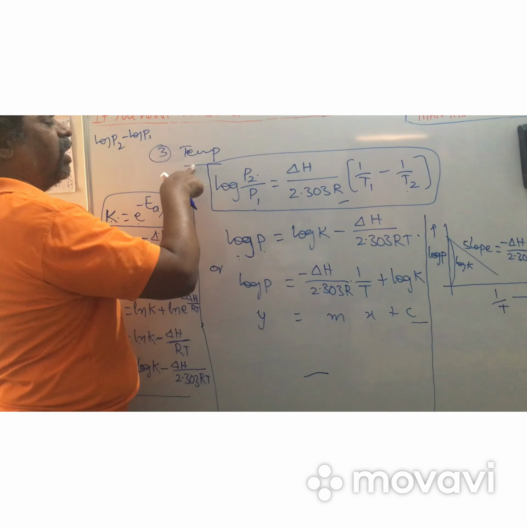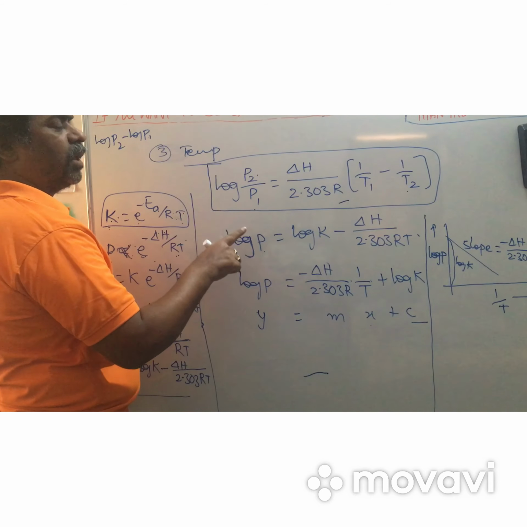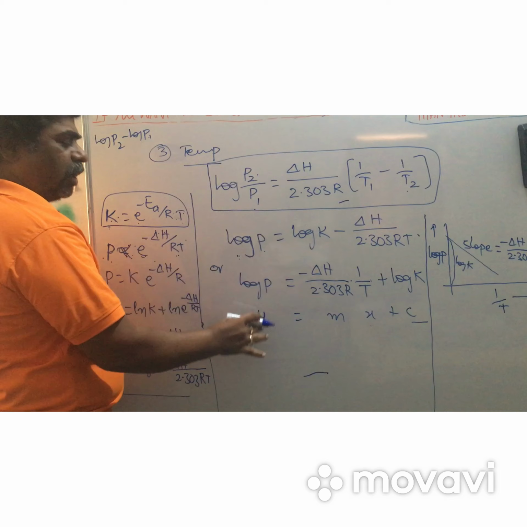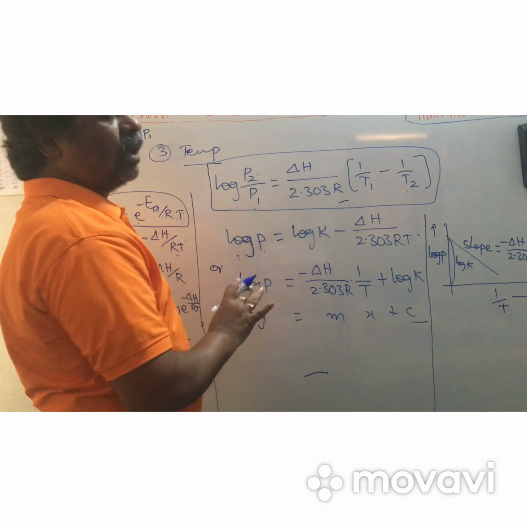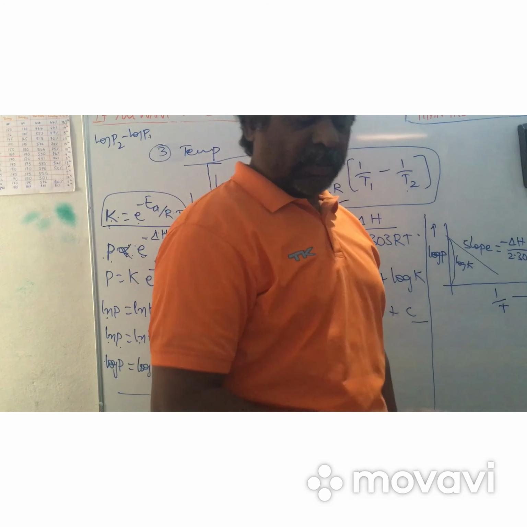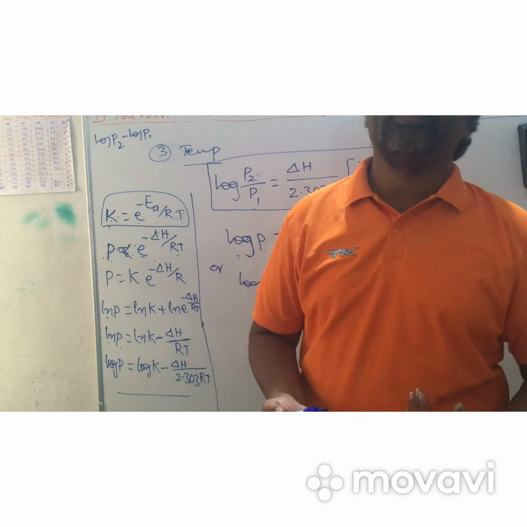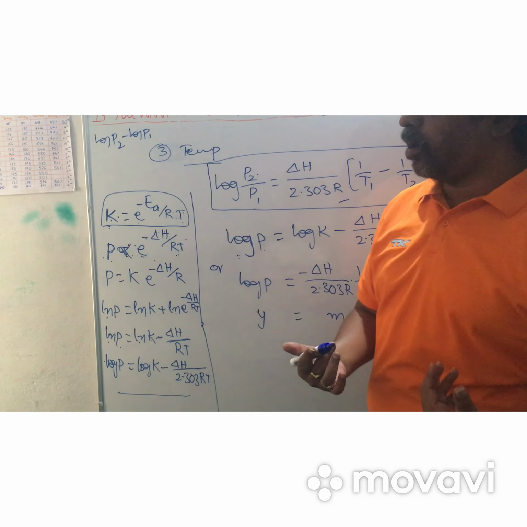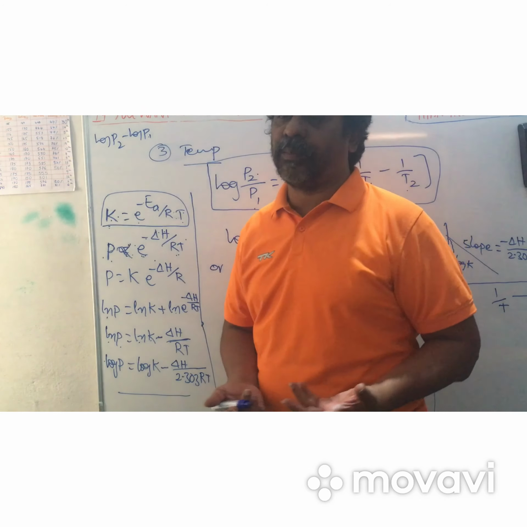But for the temperature effect, as temperature increases, vapor pressure increases exponentially. So logarithm conditions are applied. This is what the factors affecting vapor pressure are. Now what do we have to learn? Lowering of vapor pressure you have to learn. What do we mean by the lowering of vapor pressure? How to write lowering of vapor pressure?